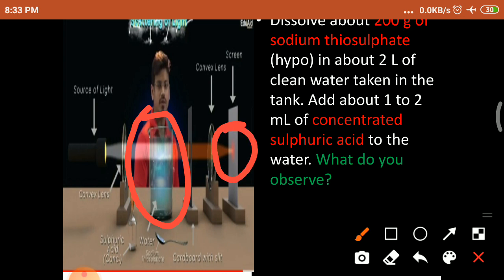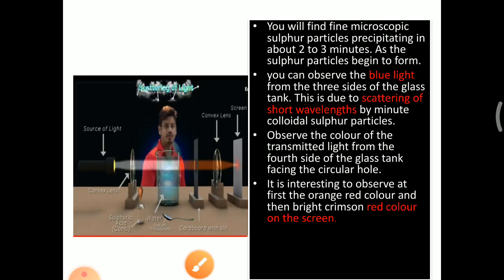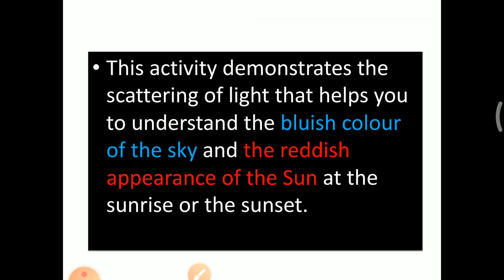From this we can understand that small size particles always scatter the blue light, so the sky appears blue. The longest wavelength of red light is not scattered by the particles, so it can travel a longer distance. These activities demonstrate the scattering of light, which helps you understand the bluish color of the sky and the reddish appearance of the sun at sunrise and sunset.